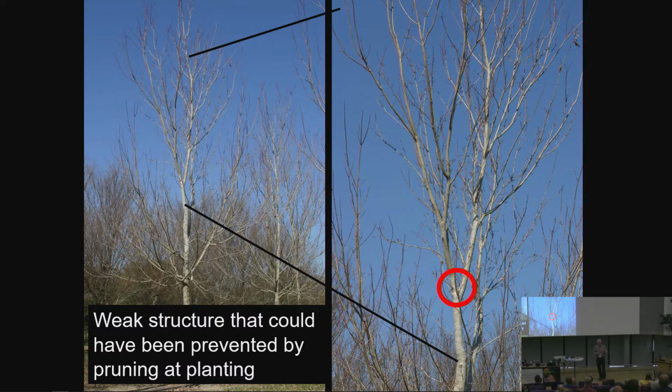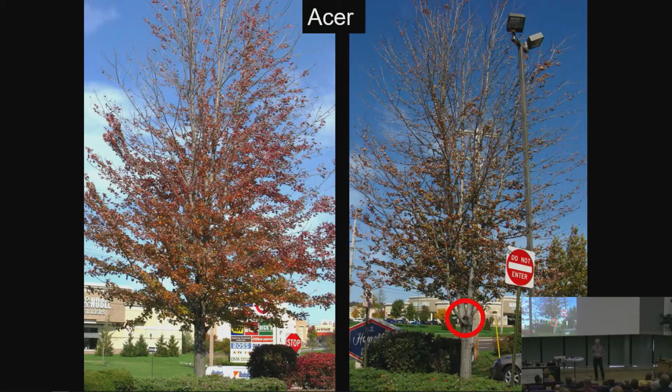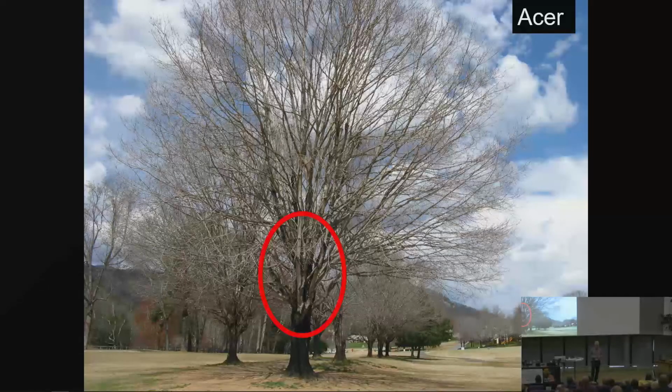So you can see what happens. These were on the tree when the tree was planted. Those two were on the tree when the tree was planted. And then the trees grow. This is the same genus, different species probably. It's probably Freeman maple or something, but you can see codominant stems, bark inclusions there at the base.